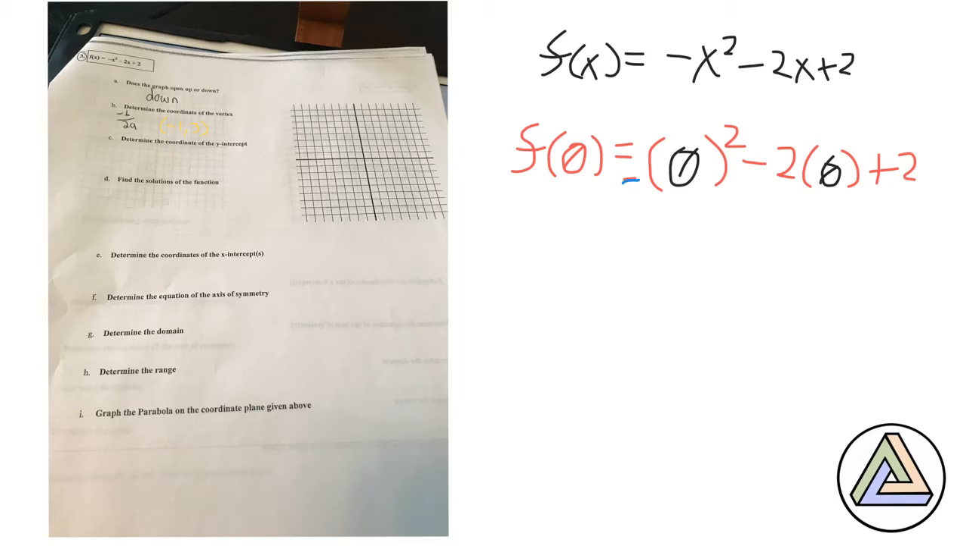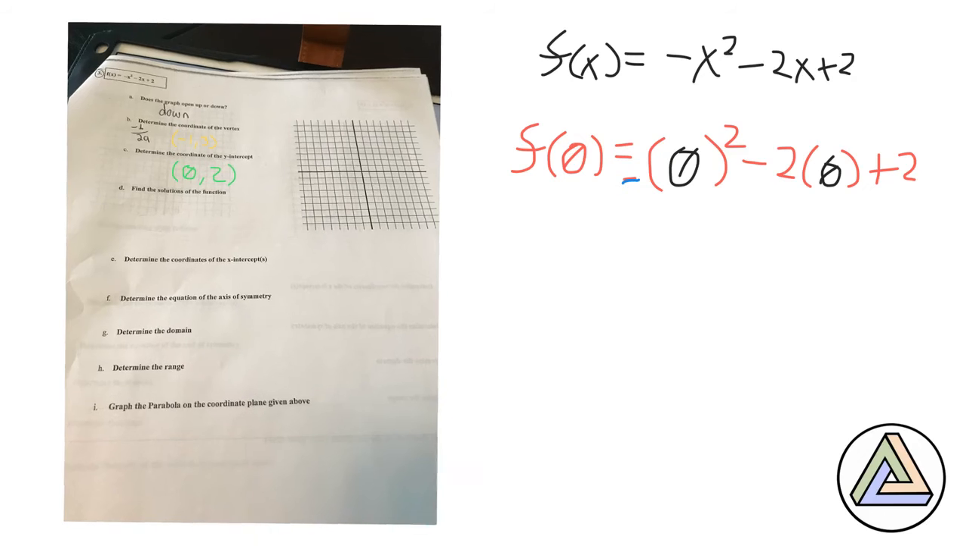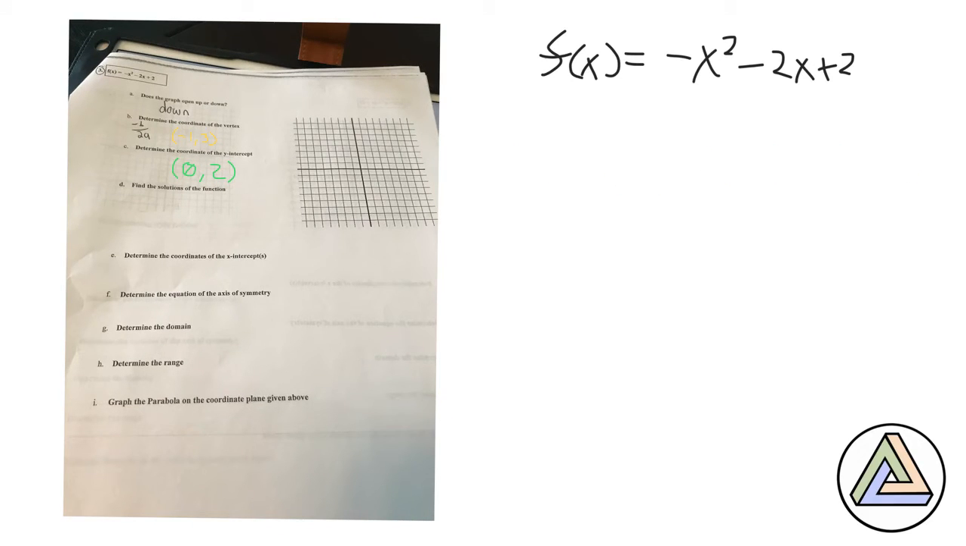We're going to write that on the piece of paper right here. So we'll do it in green, 0, comma, 2. Bam. All right, moving on. What do we got?